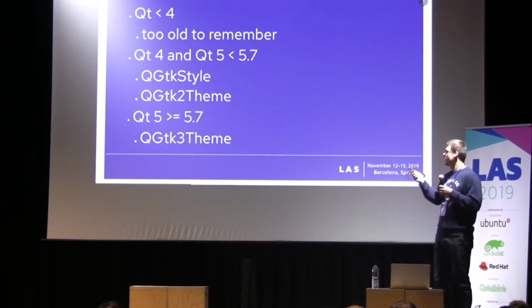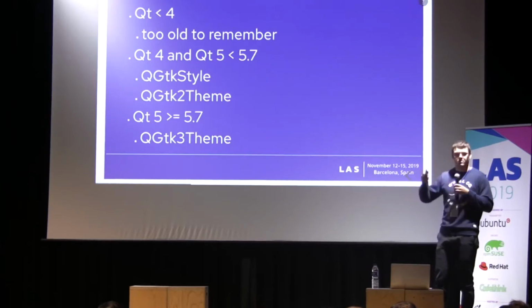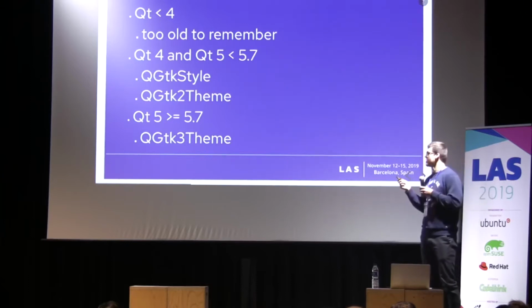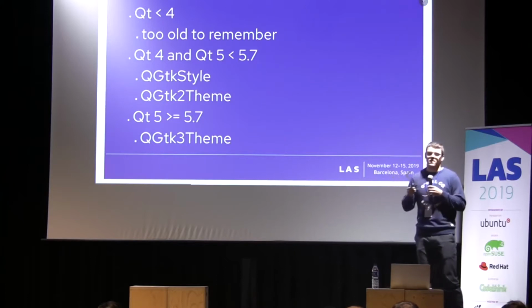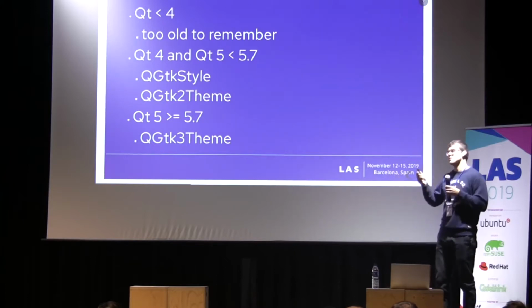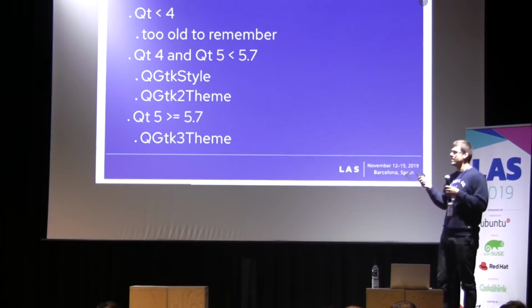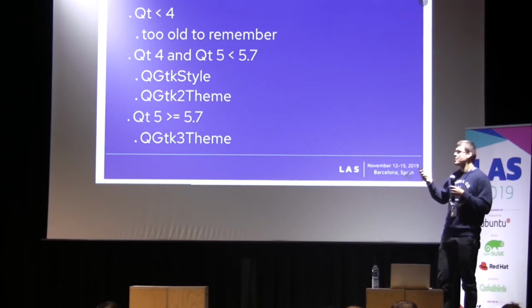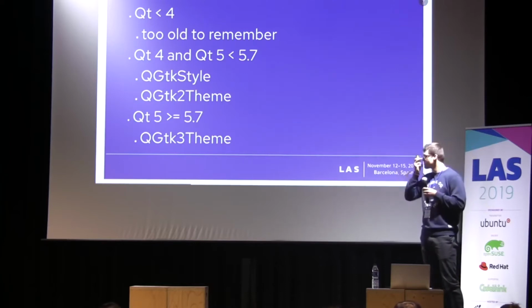And since Qt 5.7, the GTK2 theme was ported to GTK3. And because nobody ported the Qt GTK style to GTK 3, it was moved or removed from Qt 5 to some extra plugins or something like that, because it cannot be combined. You cannot combine GTK 2 with GTK 3. And I think even for the GTK 3 theming, it was no longer possible to use it the same way it was used with GTK 2.